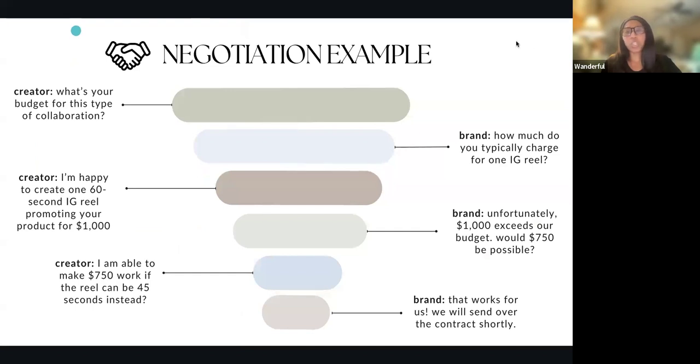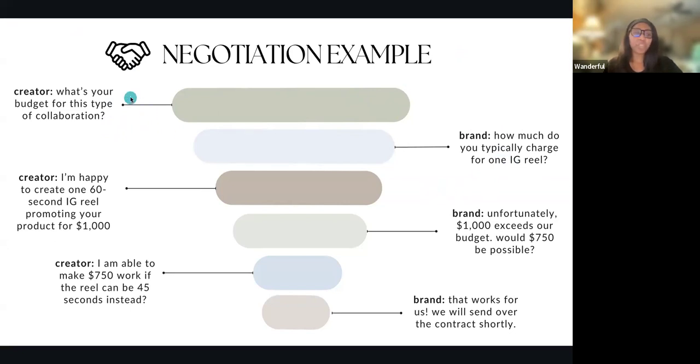So I want to share this quick negotiation example to close us out. Just so you can get an idea, if you've never negotiated with a brand before, of how to handle a negotiation situation with the brand as a creator, because this is how brands handle them with you.